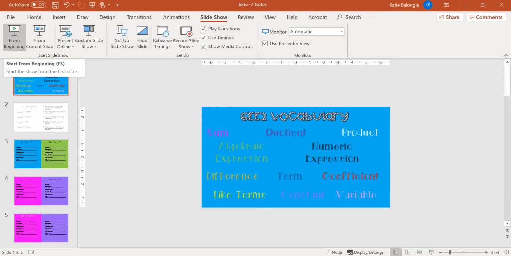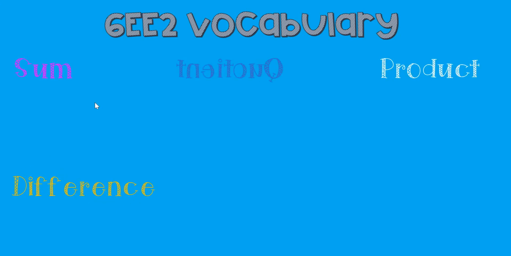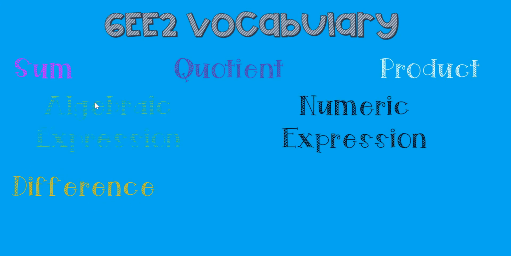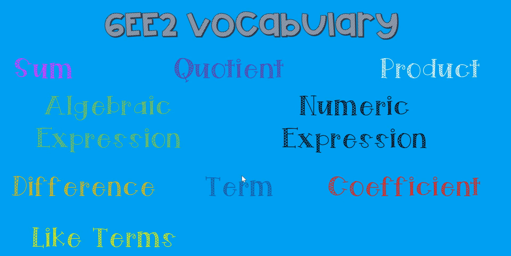So we're going to start our second day of 6EE2. Previously we talked about how to translate words and phrases into expressions. So we're still going to use those terms like sum, difference, product, quotient, numeric expression, algebraic expression, but now we're going to talk about what inside an algebraic expression or numeric expression is a term, a coefficient, what are like terms, what are constants, and then we are going to also go over what are variables.